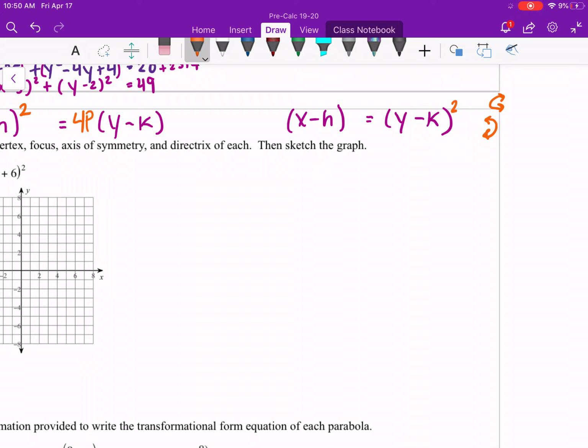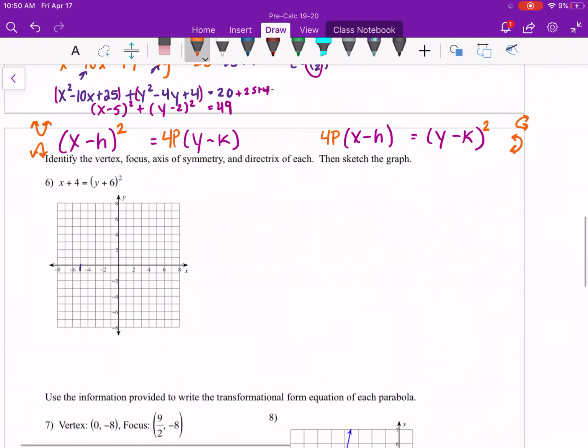And that means that the y term is squared. So when the y term is squared, you're going to open left or right, and that means the coefficient 4p is going to be on the other side of the equal sign, in this case with the x term. So we know that whether the parabola opens up or down comes down to 4p. If 4p is positive, it'll open up. If 4p is negative, it'll open down. And then over here, same thing. If 4p is positive, it'll open to the right. If 4p is negative, it'll open to the left.